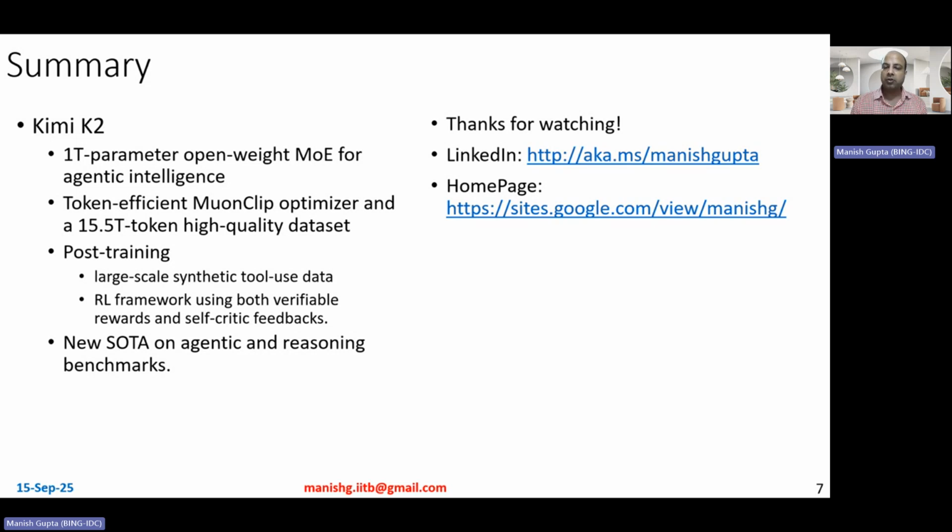As part of post-training, they do supervised fine tuning, both using large scale synthetic, diverse domain data, but also large scale synthetic tool use data, right? And the tool use data is basically created by looking at MCP tools, but also synthetic tools derived from large language models, building agents on top of them, and then building tasks and metrics on top of them, and also multi-turn conversations. So as part of post-training, they also do reinforcement learning using both verifiable rewards and self-critic feedback. And the nice part is that Kimi K2 establishes new state-of-the-art for several agentic and reasoning benchmarks.